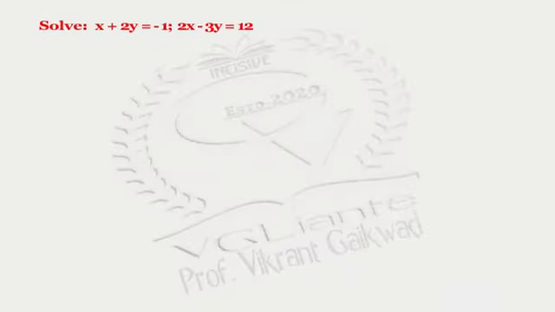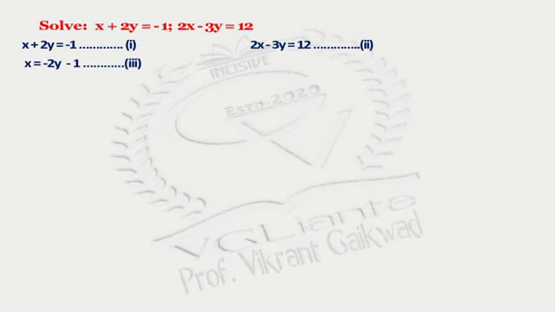Solve x plus 2y equals to minus 1 and 2x minus 3y equals to 12. x plus 2y equals to minus 1 is your first equation. 2x minus 3y equals to 12 is your second equation. Now, we'll reshuffle the terms in the first equation. We'll keep x on the same side. So plus 2y when it goes to the other side becomes minus 2y. So your first equation is written as x equals to minus 2y minus 1. This is your third equation.